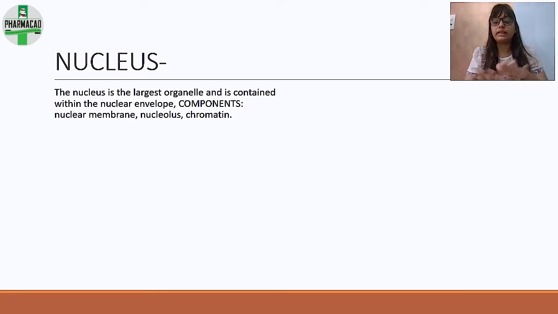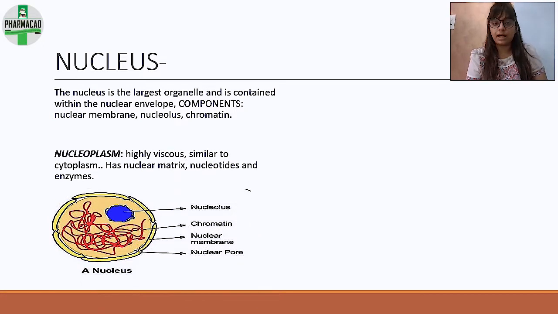Fine. Anything that is inside, that is going to be nucleoplasm. जैसे cytoplasm था वैसे ये nucleoplasm रहेगा. इसमें और एक structure होता है, that is nucleolus and chromatin. We will see them one by one. First we see the nucleoplasm. Nucleoplasm is highly viscous. It is similar to cytoplasm except इसमें nuclear matrix, nucleotides and enzymes रहेगा. The structure अलग रहेगा. The components which are present in nucleoplasm are going to be different.